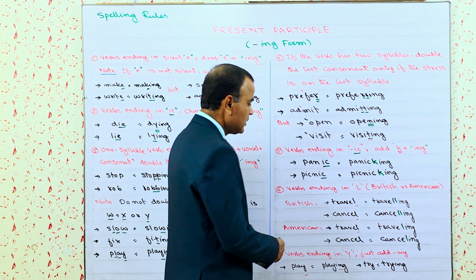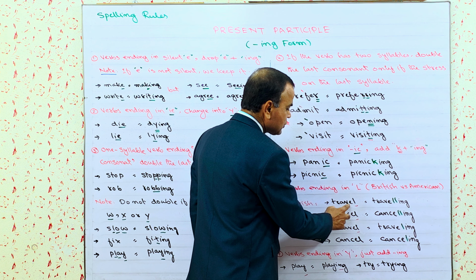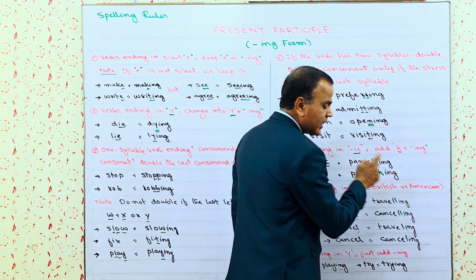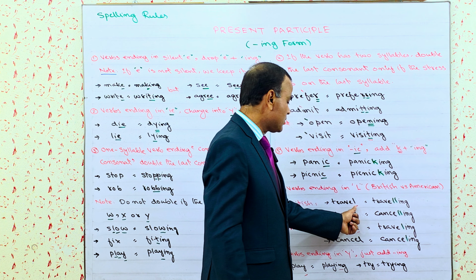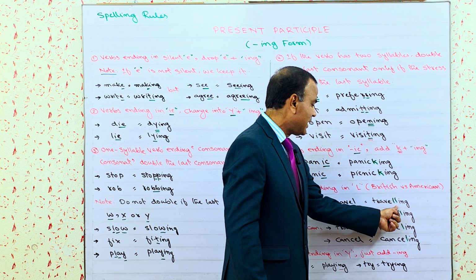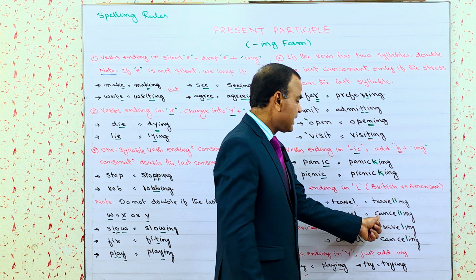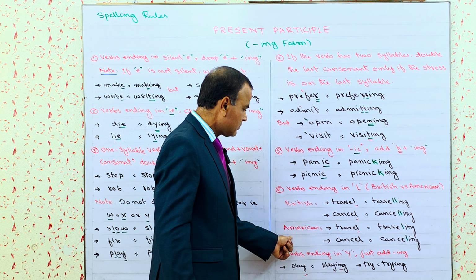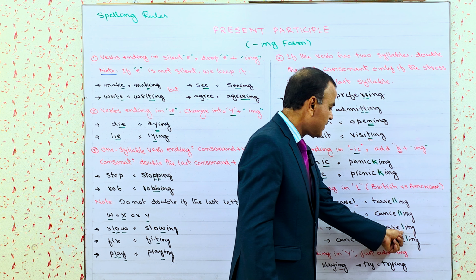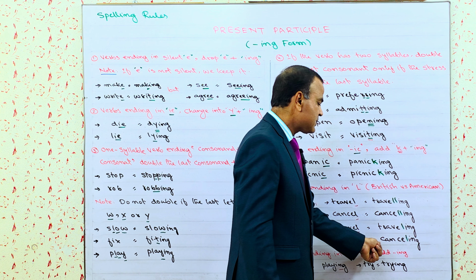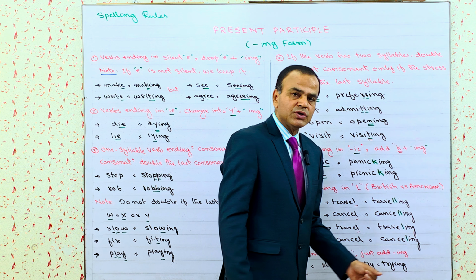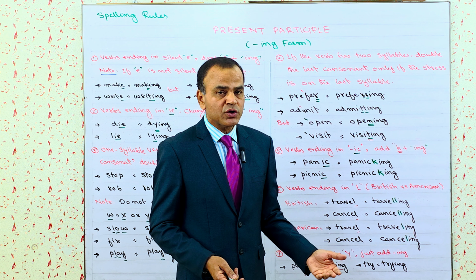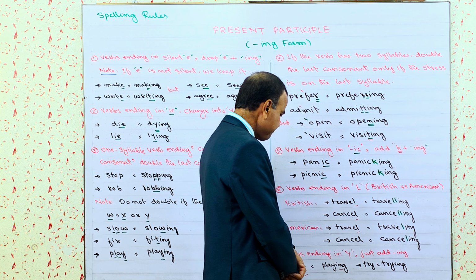In British, travel: V consonant, E vowel, L consonant. While changing to the ing form, I will double the last consonant, that is travelling. Cancel, cancelling. But if I prefer American English, so traveling, canceling. So both the spellings are correct. It's all about the region, American or British.